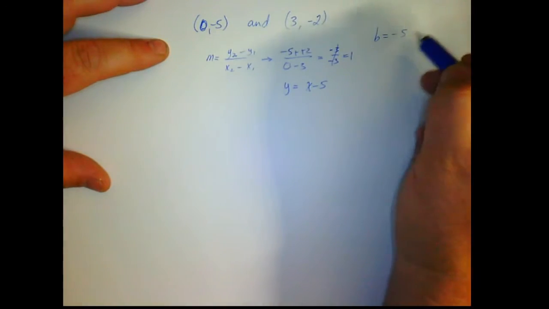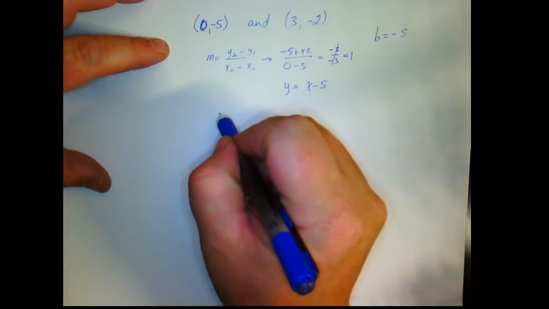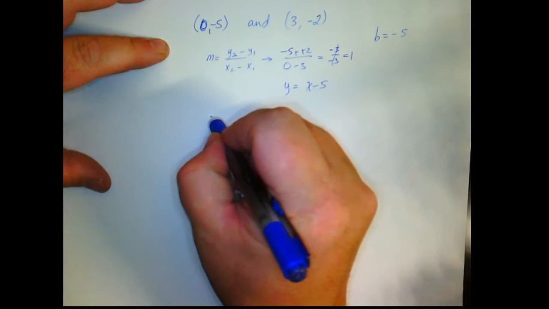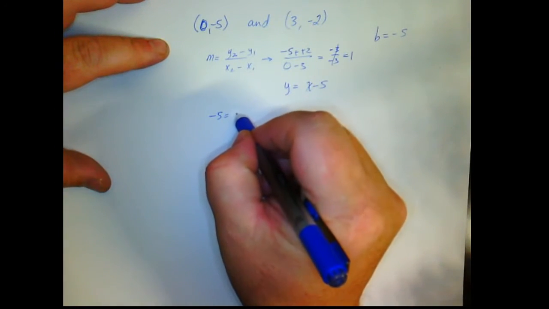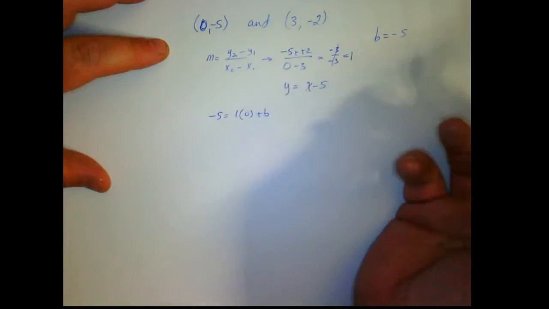And I know there's minus 5 right there. Now, if I didn't know that, I'd just have to plug this number in. I would use this right here. So I'd do negative 5 equals 1 times 0 plus b. And you solve that. Well, you can see that b equals negative 5. Boom, done. Let's do one more.